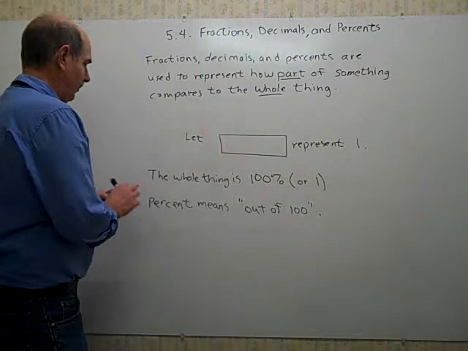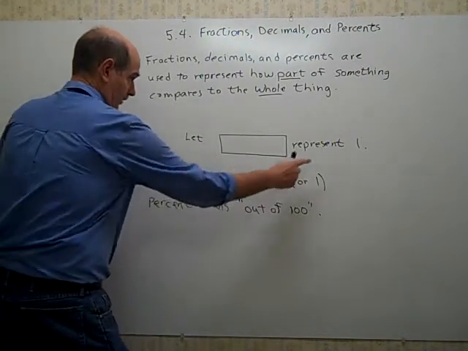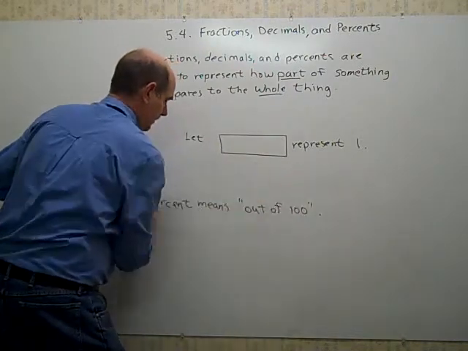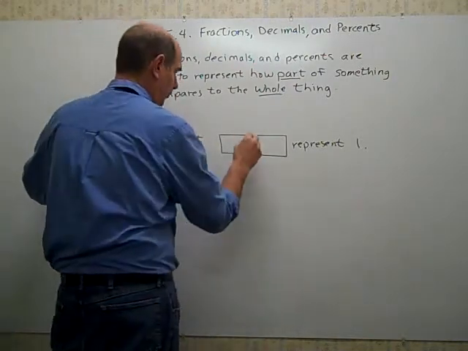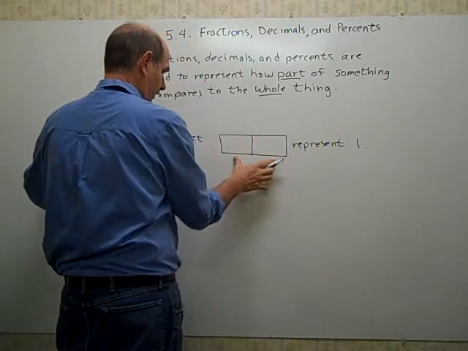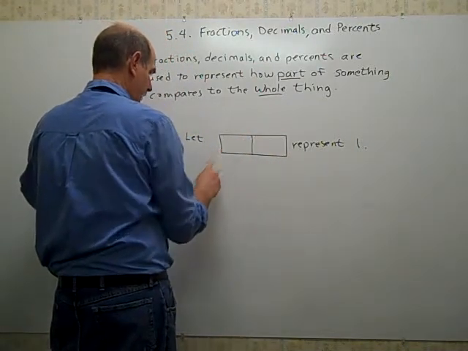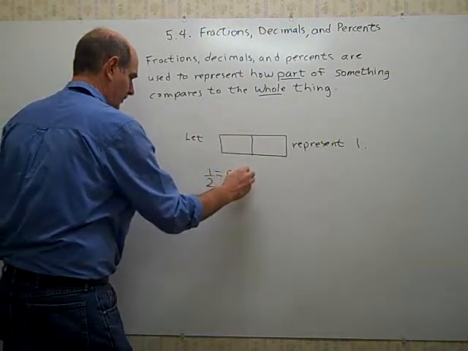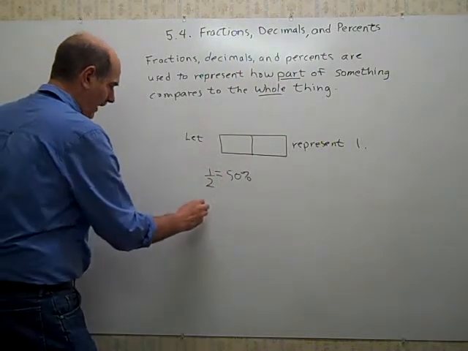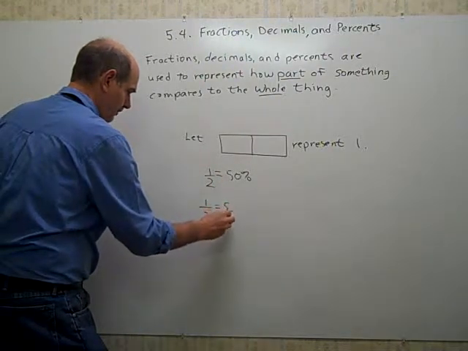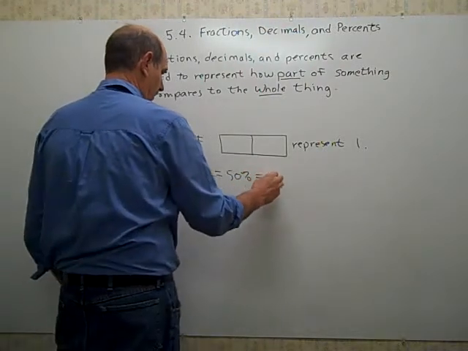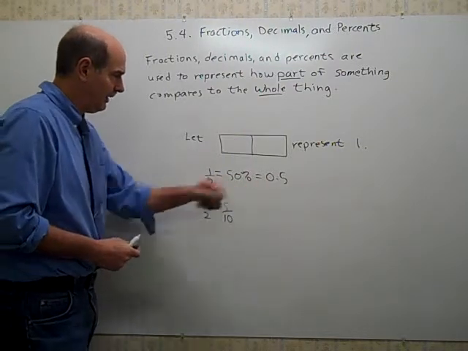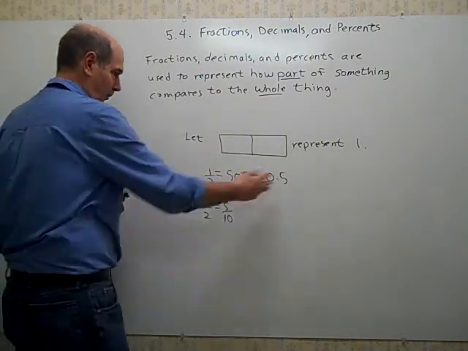So let this rectangle represent one whole thing. Since it's 1, it must also represent 100%. So this is 100% of the rectangle. And if I divide it into 2 equal parts, if the whole thing is 100%, then half of it, the fraction 1/2, must be equal to half of 100, or 50%. And we know 1/2 also equals 5/10. So as a decimal, it would be 0.5. So there I have all 3 notational systems, a fraction, percent, and decimal. And we're going to learn how to go from one to the other.